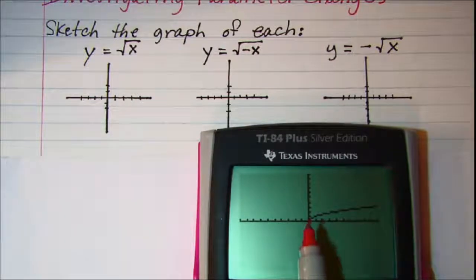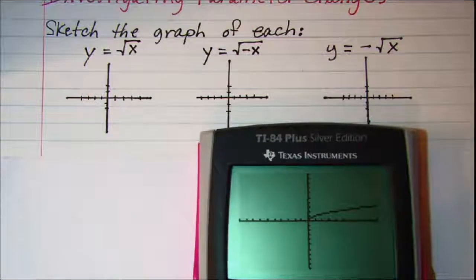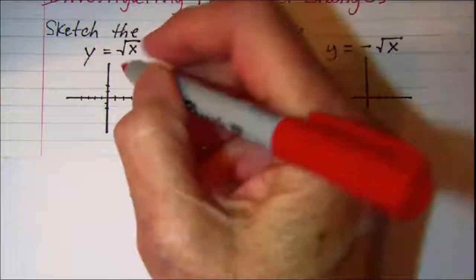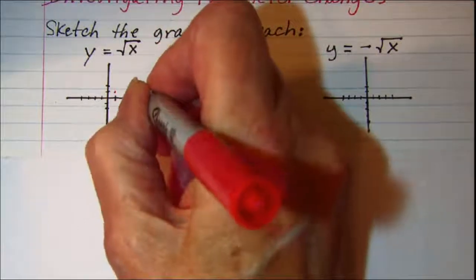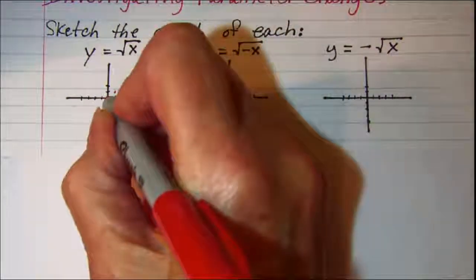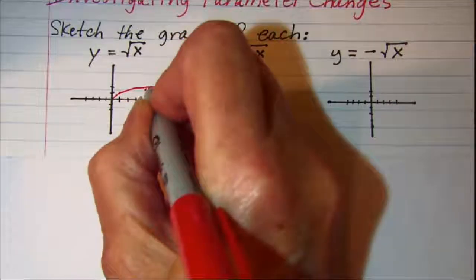We can see that the graph starts at the origin and is a smooth curve to the right. We know that if x is 1, y is 1, and if x is 4, y is 2. So our curve looks like this.